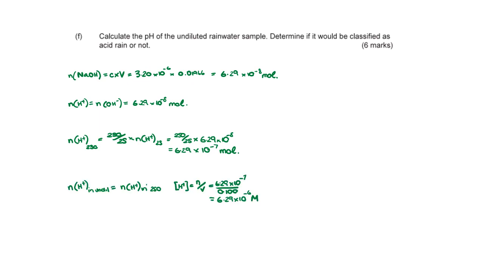Now that number of moles was exactly the same as in the original undiluted sample, because all you did was add water. The moles didn't change. So the concentration of the original undiluted sample is the number of moles in the 250 mil volumetric flask over the new volume, which was the undiluted volume of 100 mils. There's our moles. From concentration, we can calculate the pH. The pH is 5.2. Is it acid rain or not? Well, to find that out, you've got to go back to the actual question. It said acid rain was less than 4.4. This is greater than 4.4, so the rain is not acidic in this particular case.